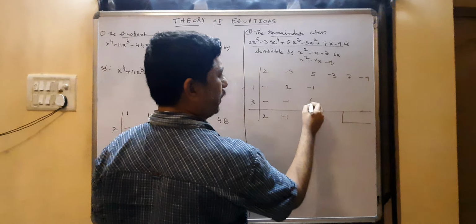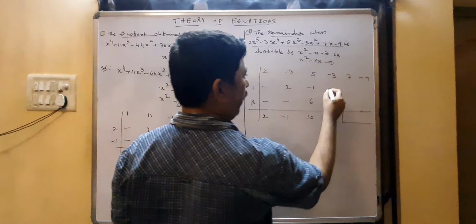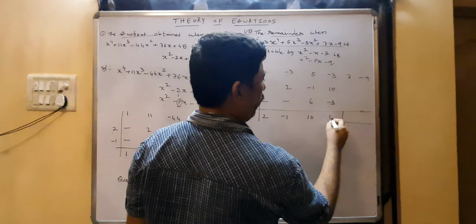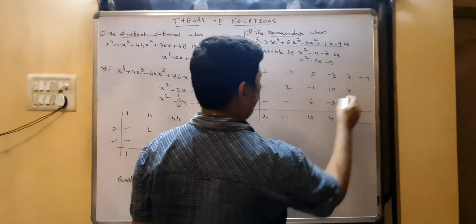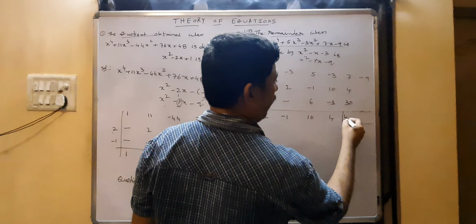3 into 2 is 6. 6 plus 5, 11. 11 minus 1, 10. 1 into 10, 10. 3 into minus 1, minus 3. 10 minus 6 is 4. 1 into 4, 4. 3 into 10, 30. That is the 34, 41.